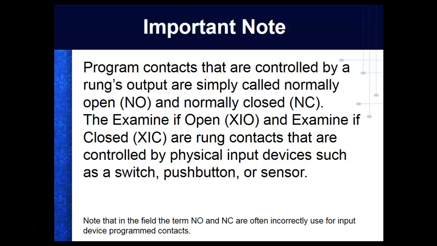Program contacts that are controlled by outputs are simply called normal. Even though the instructions are examine if open and examine if closed, we'll call them normally open and normally closed because that's the way they operate. If they're in the program, if they're controlled by an input, now this is when you're concerned about examine if open and examine if closed. If they're controlled by something you hook up to one of those inputs in the field.